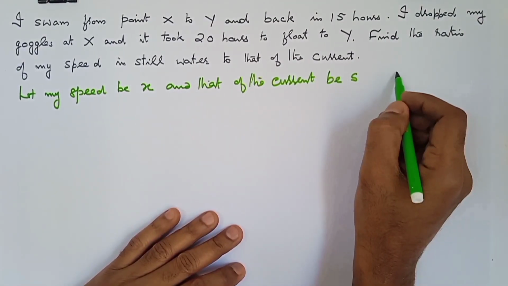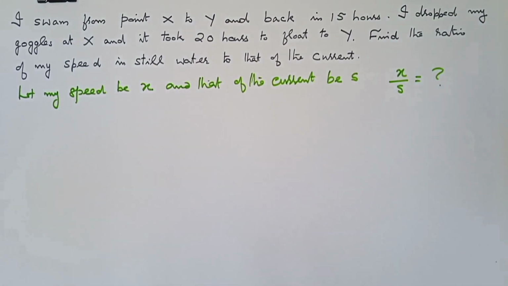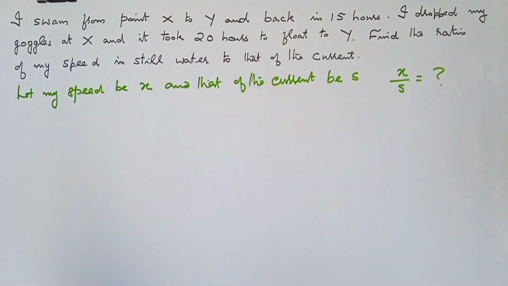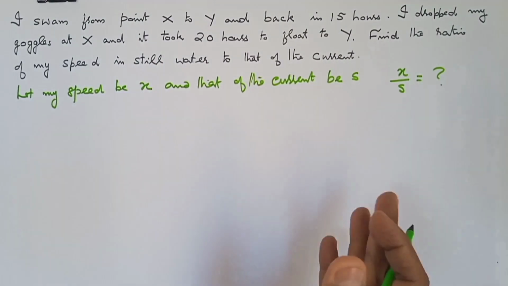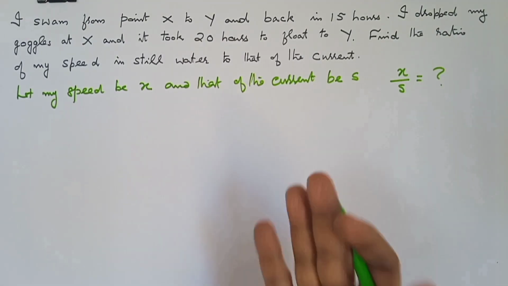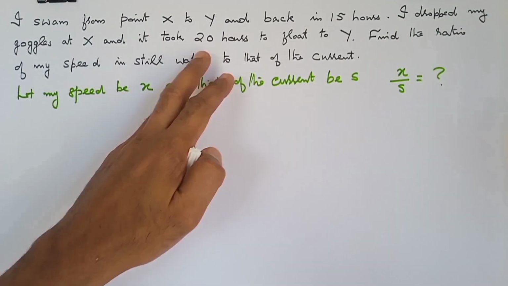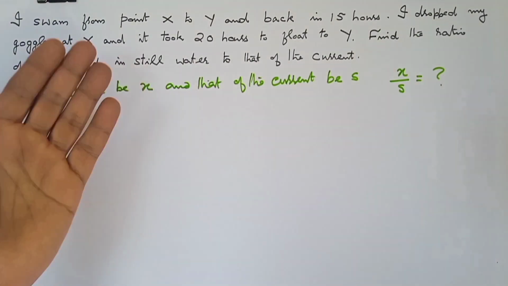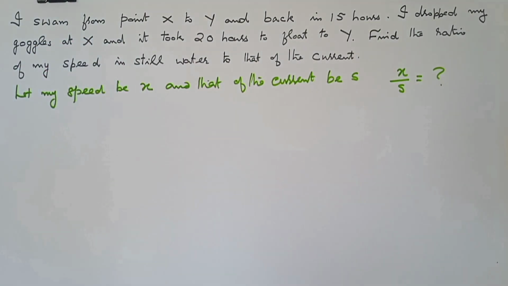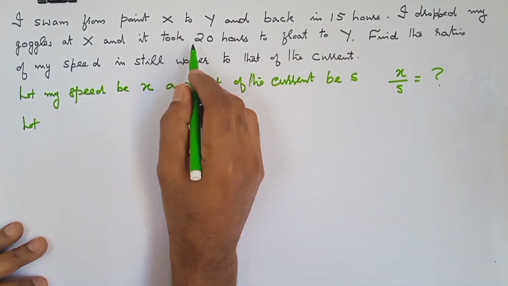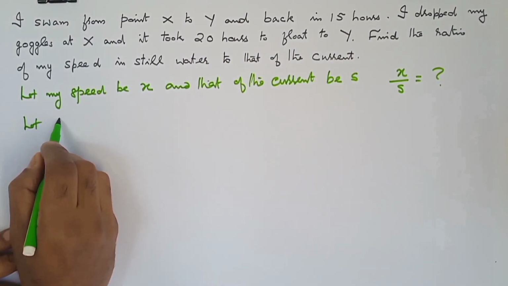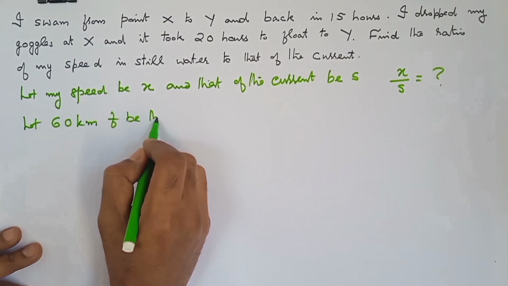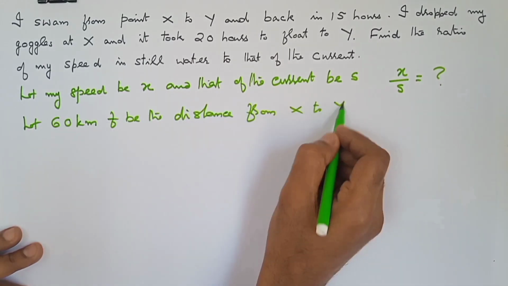So we are asked to find out X by S. We don't know the distance from X to Y, and we are not asked to find out that distance. So let's use some convenient number for the distance from X to Y, which could be the LCM of these two numbers. You can choose a variable for the distance, but it will only complicate the problem. You're not going to get anything different by choosing a variable. What about the LCM of 20 and 15? That's 60. So let 60 kilometers be the distance from X to Y.